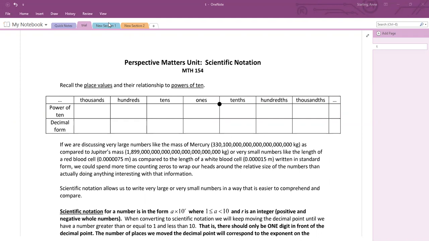All right, we are now in the last section of Perspective Matters. This one goes along with homework 5 in Lumen.